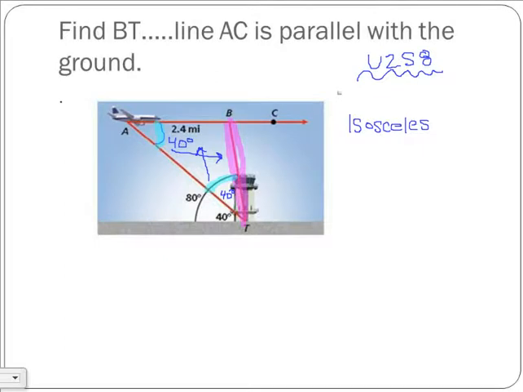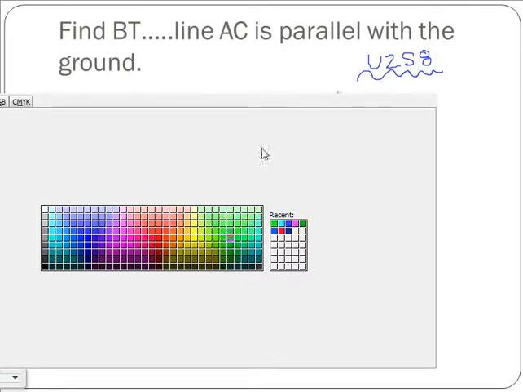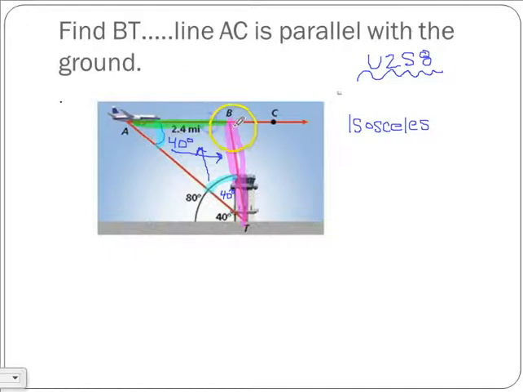So we know now that, let me try a color we haven't used yet, this side leg and this side leg must be congruent. We know that this side leg and this side leg, because they're opposite the congruent angles, must also be congruent. So we are working with an isosceles triangle that has two sets of congruent legs. And this side already is labeled for us as 2.4 miles, which means this leg must also be 2.4 miles. So we found the side BT must also be equal to 2.4 miles.